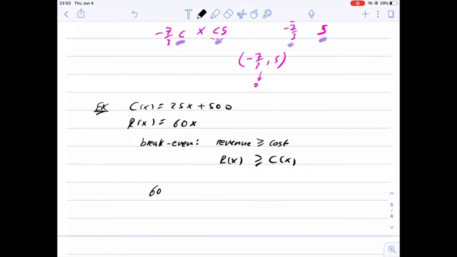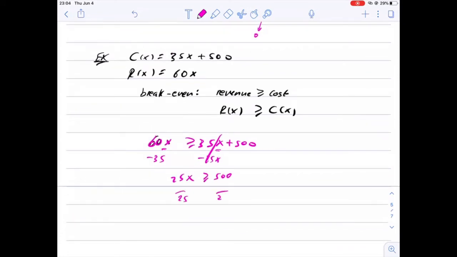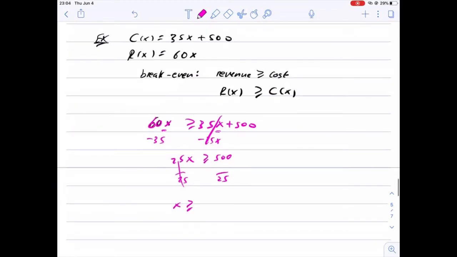So R of x is 60x greater than or equal to the cost function. The cost function is, let me change this to 35, so it's greater than or equal to 35x plus 500. And then we solve this inequality. We have x on the left hand side, x on the right hand side. So the smaller one is 35. We subtract 35x from both sides. We get 25x greater than or equal to 500. And then we divide both sides by 25 to get x greater than or equal to 20.